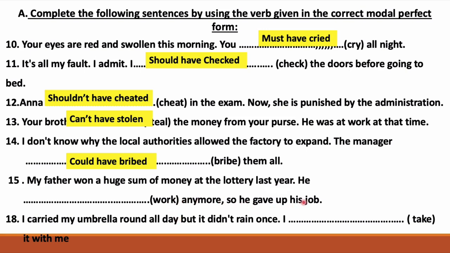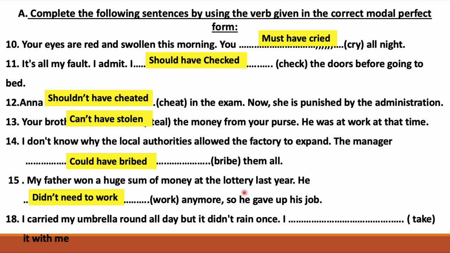15. My father won a huge sum of money at the lottery last year, so he didn't need to work anymore, so he gave up his job. Gave up means to stop. So he didn't need to work. Excellent. So here it was not necessary for him to continue doing his job. Why? Because he won a huge sum of money.